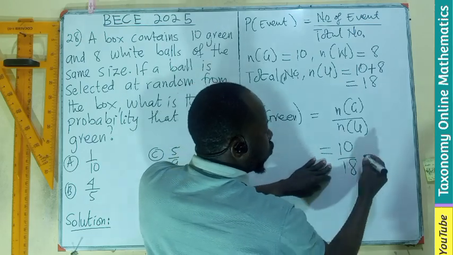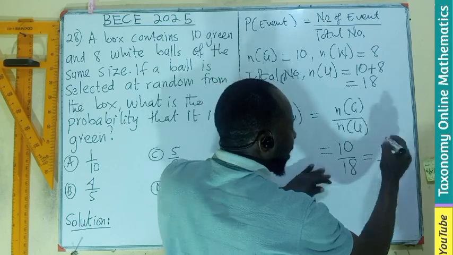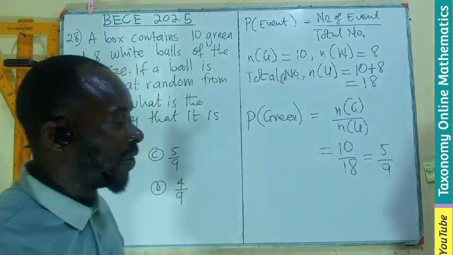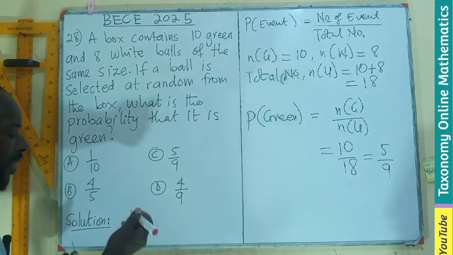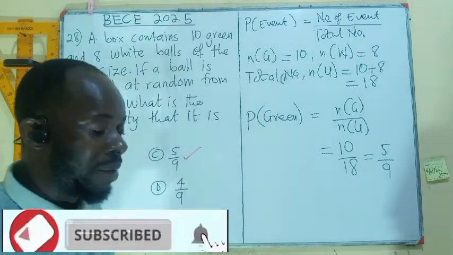Common factor of 2 goes here, 5, 2 goes here, 9. So 5 on 9 should be the probability of selecting green. And that will give you the C option as the best choice.